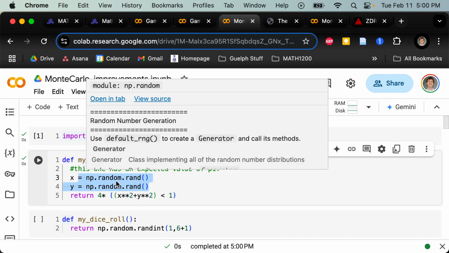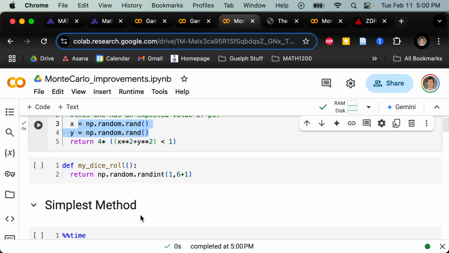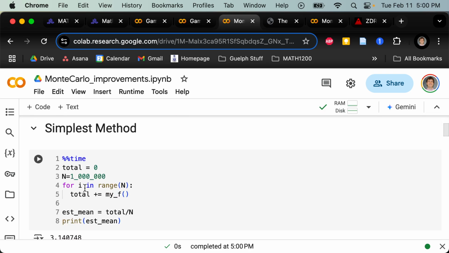Okay, is it going to yell at me that I have too many things open? Okay, you can also do a dice roll. We're going to stick with f for now. Okay, and we're doing the simplest possible thing.